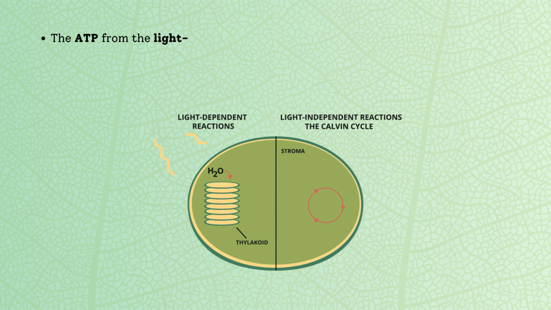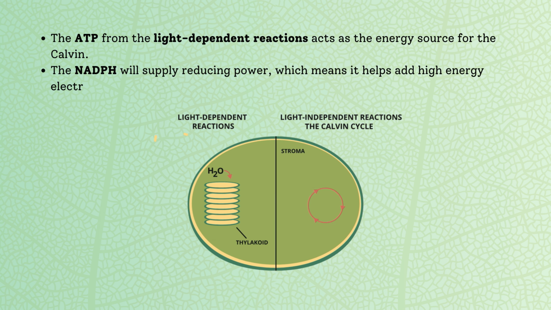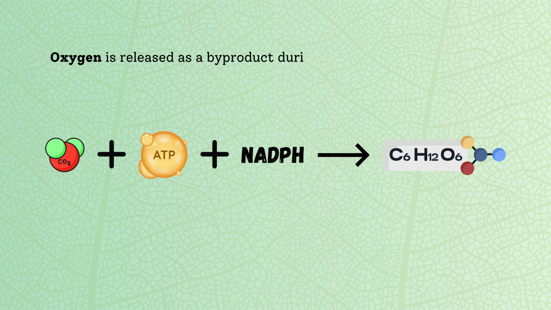The ATP from the light-dependent reactions acts as the energy source for the Calvin cycle. The NADPH will supply reducing power, which means it helps add high-energy electrons to this process. So in simple terms, carbon dioxide plus ATP plus NADPH creates glucose. And don't forget, oxygen is released as a byproduct during the light-dependent reaction.